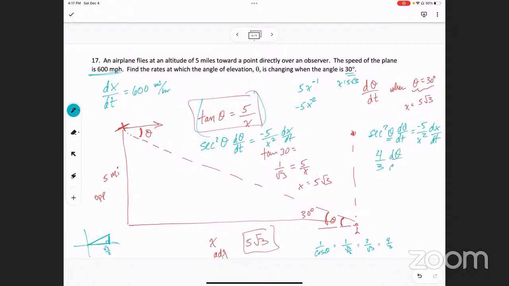They want us to find the rate of change of theta, which equals negative 5 over x squared, where x is 5 root 3, times dx/dt, which they told us is 600. So d theta/dt is equal to negative 5 times 600 times, multiplying by the reciprocal, 3/4. On the bottom is 5 squared and 3 and 4. So that cancels and that cancels. And 5 times 4 is 20, and 600 divided by 20 is 30. d theta/dt equals 30.